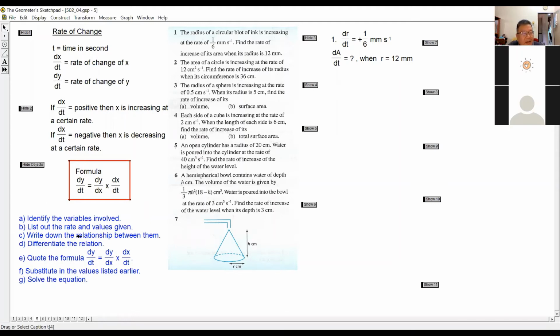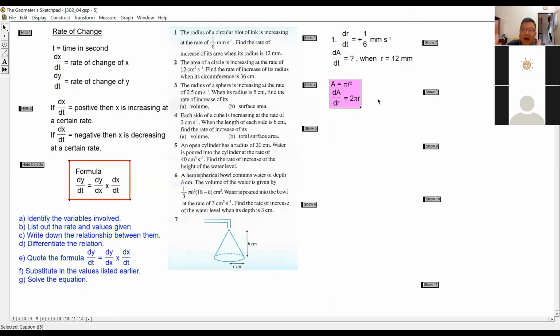Differentiate. Write down the relationship first, then you differentiate the relationship. So what is the relationship between these variables here, A and r? The area of the circular blot and the radius. The relationship between the area and the radius is A equals pi r squared. Now this relationship without t, you have to differentiate. The subject of the formula is A, so you differentiate A with respect to r. So dA over dr is 2 pi r.